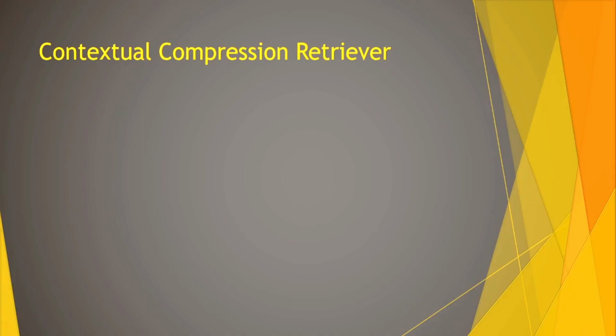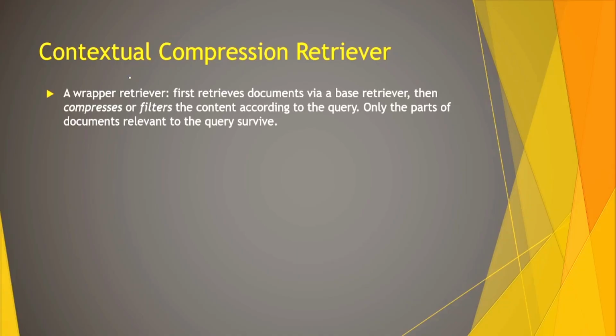Now next is the Contextual Compression retriever. It is basically a wrapper retriever. It first retrieves documents via a base retriever, then compresses or filters the content according to the query. Okay, only the parts of the document relevant to the query survive. Suppose first we have to use our normal base retriever. Suppose we retrieve our top k equal to 3 documents.